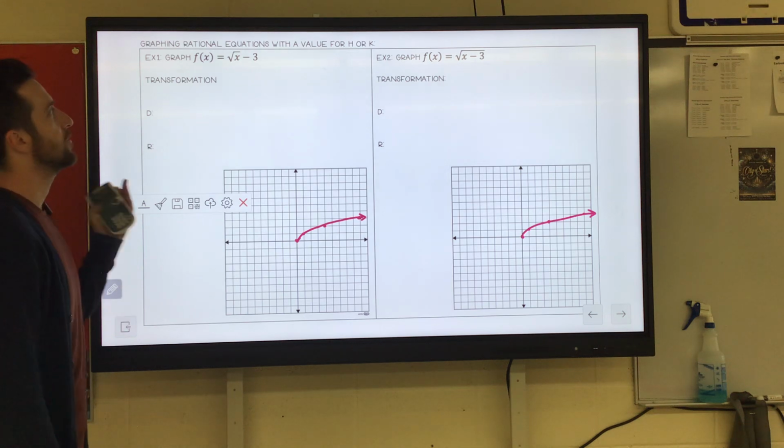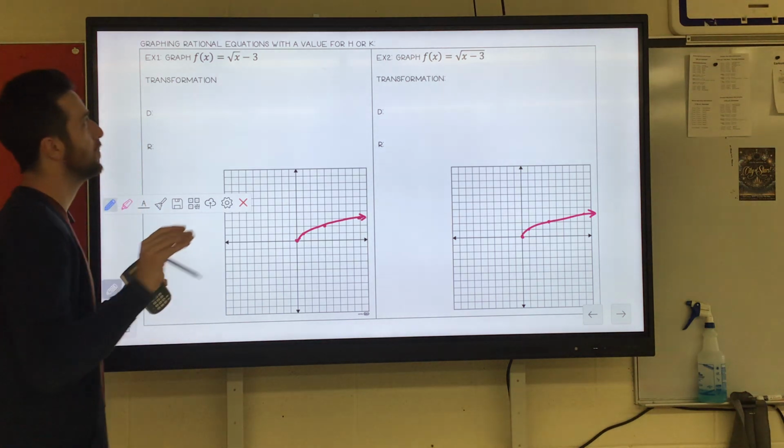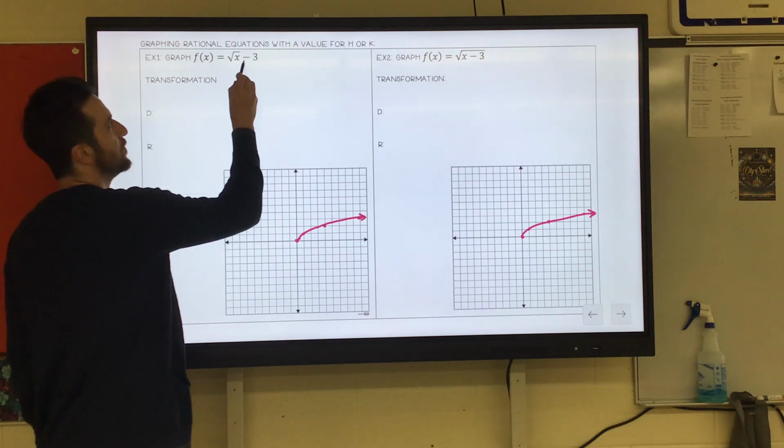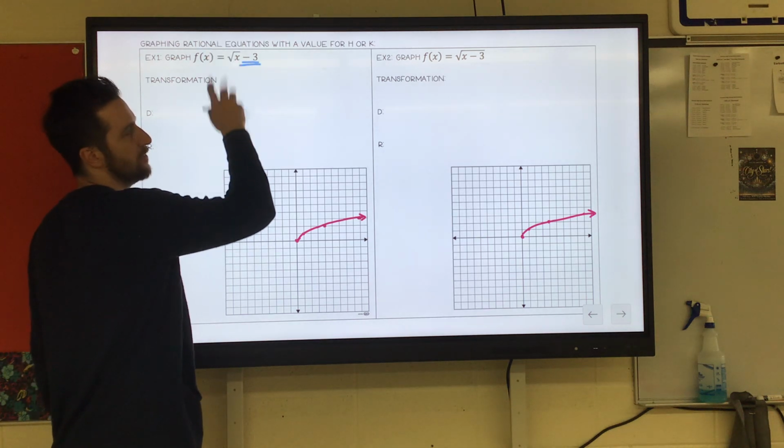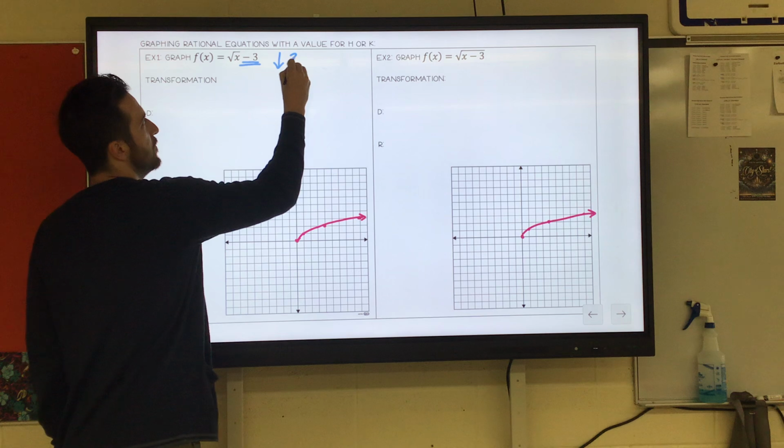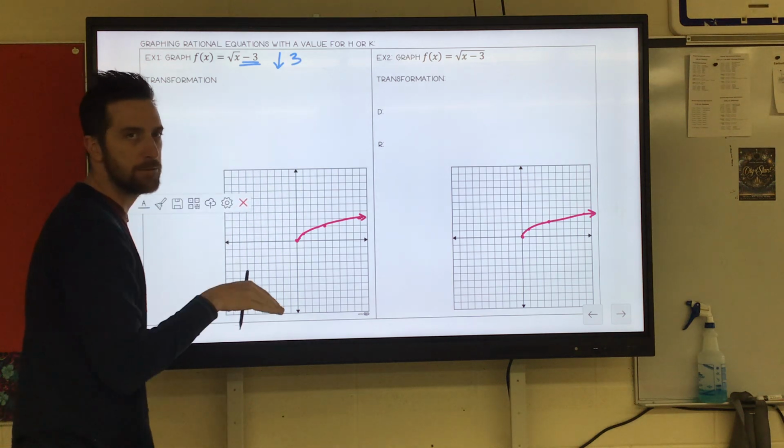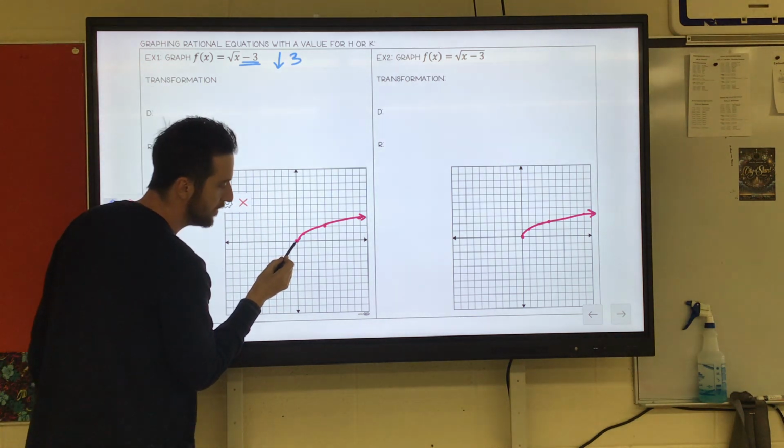So example 1 says f of x, y equals square root of x minus 3. It has that minus 3 and it's not grouped in with the x. That's your up and down shift. So this is just going to take our exact graph and drop it down 3. So take your coordinates and just go down 3.